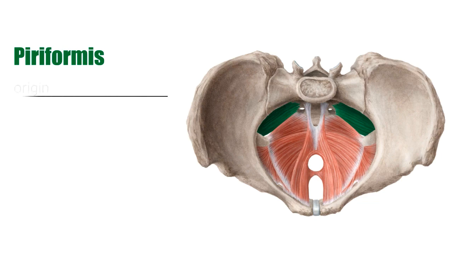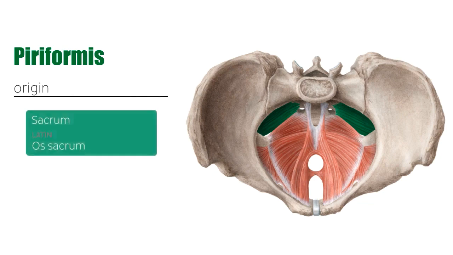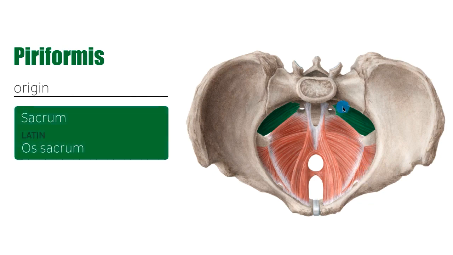The piriformis muscle originates from the pelvic or anterior surface of the sacrum. And you can see here on this image a little bit of the origin point at the sacrum. To be more specific, the pelvic surface, or the portion of the sacrum facing the pelvis, also known as the anterior part of the sacrum.